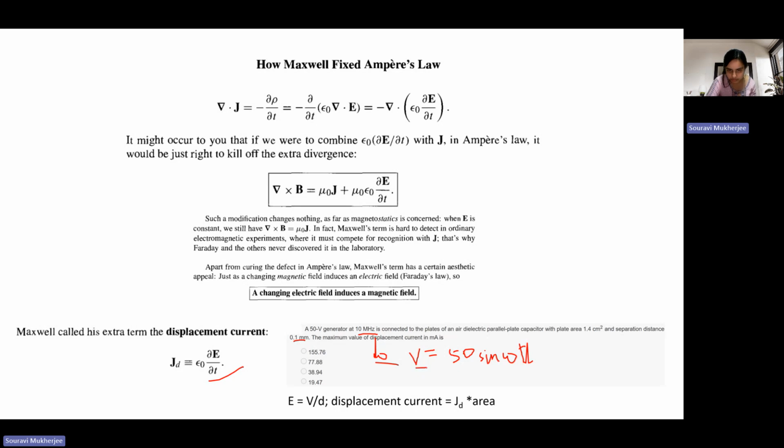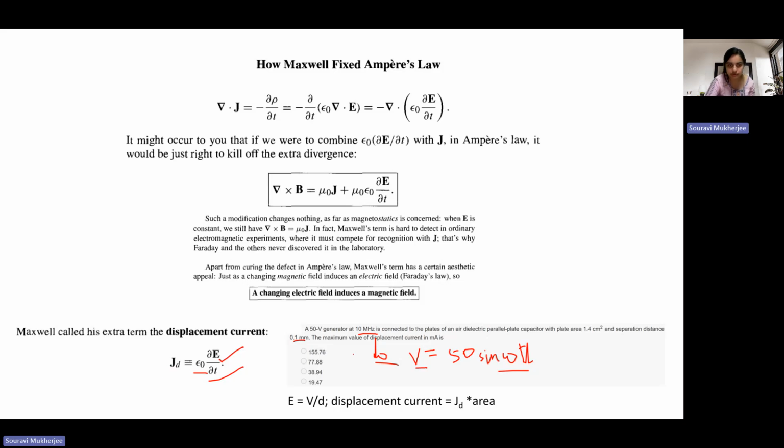Because your potential difference has a sinusoidal dependence, you have to do a time derivative with respect to t, and that would give you the changing electric field, and then multiply by epsilon naught. Okay, that gives you the displacement current density.